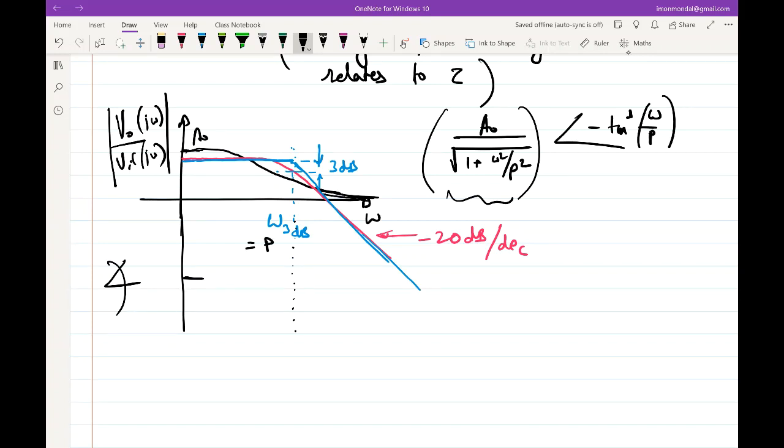So what will the phase be at omega equal to P? Minus 45 degrees, because it's minus tan inverse of unity. So this goes to minus pi by 4. It will go something like this, and then it will keep going down, and it will settle to minus pi by 2.